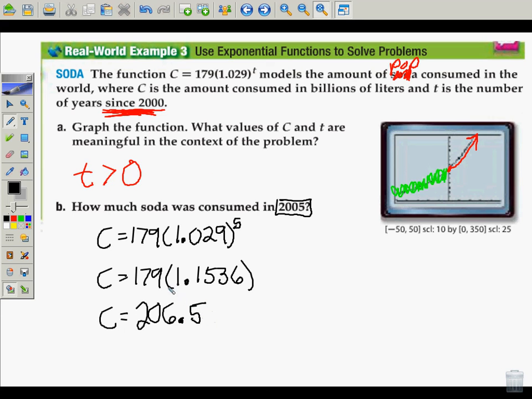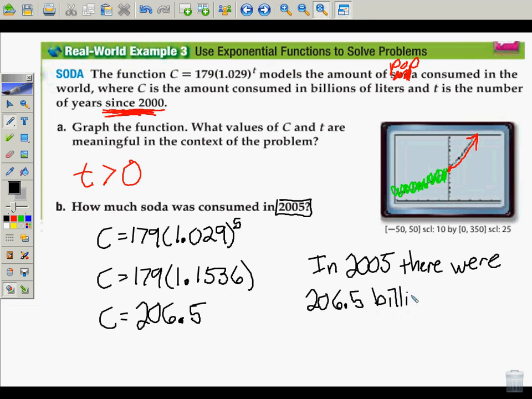So we would say, in 2005, there were 206.5 billion liters of pop consumed, which is a lot of pop.